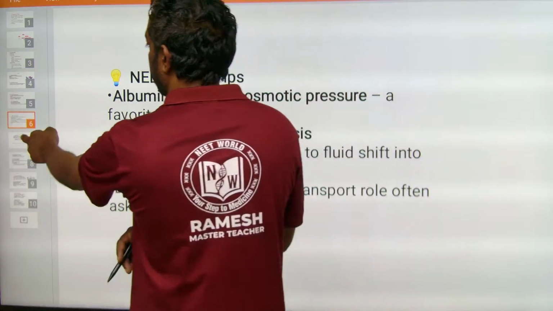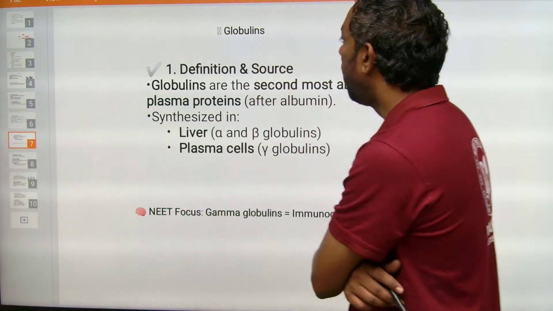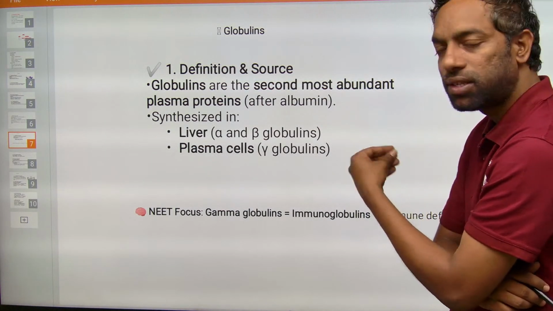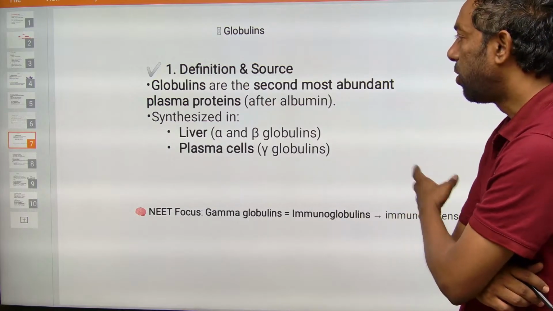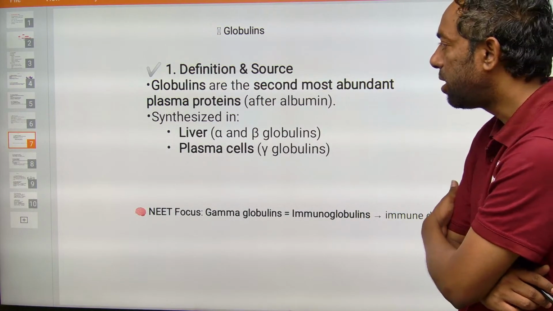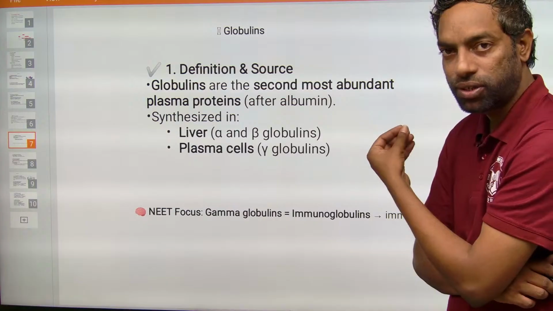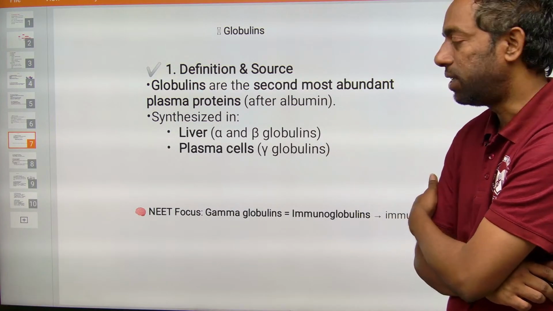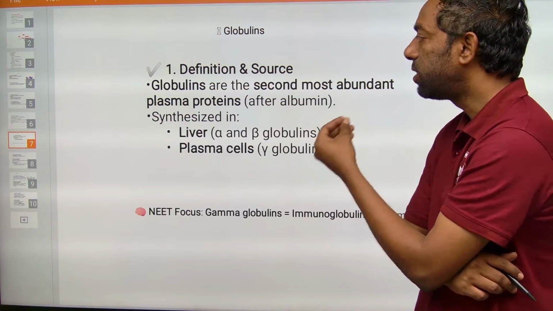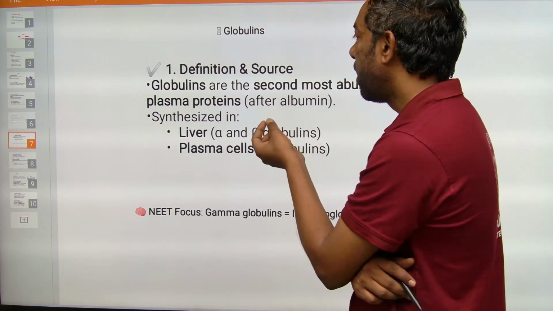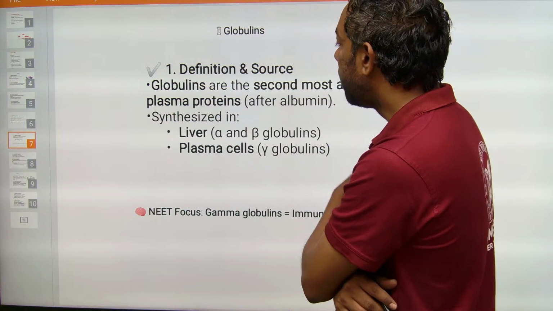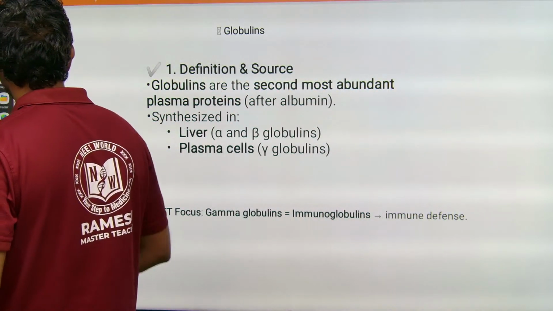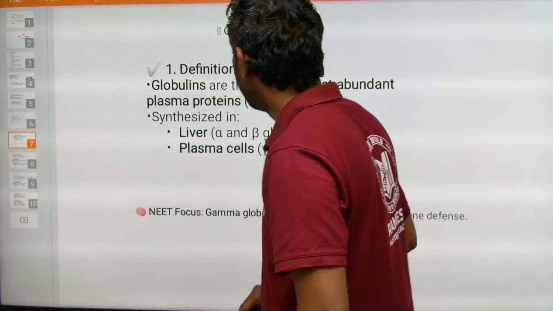And next, globulins. What are globulins in the plasma? This is also one of the plasma proteins. Globulins are the second most abundant plasma protein. Albumin is the first, which occupies 55 to 60%. Globulin is the second type. And guys, it is synthesized in liver and plasma cells. This is the most important, they can confuse you in the exam.